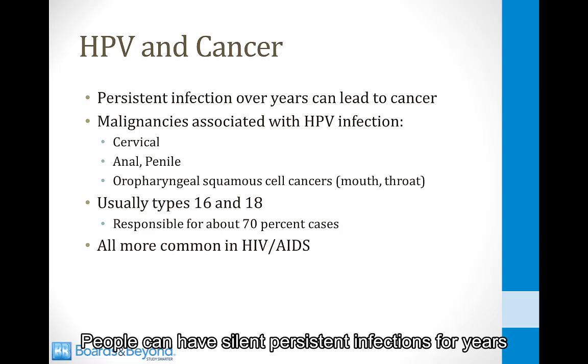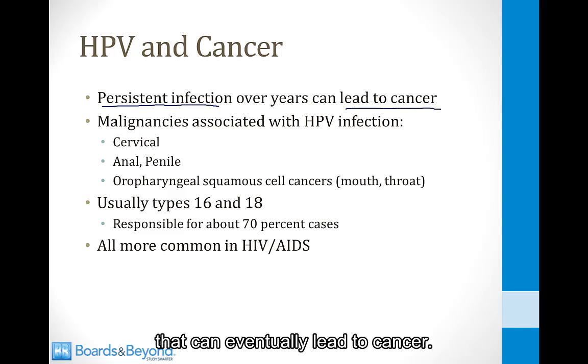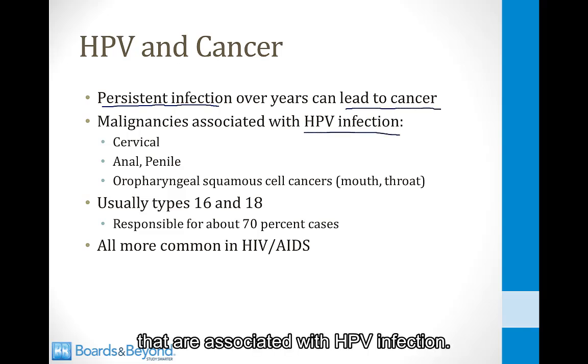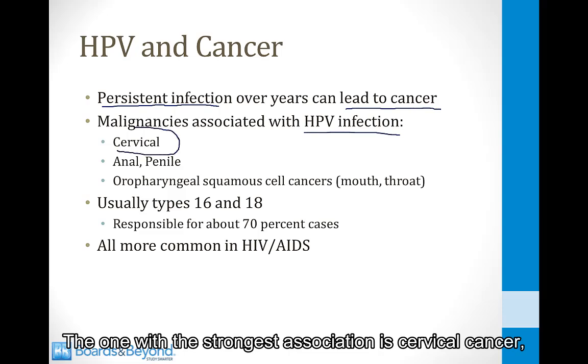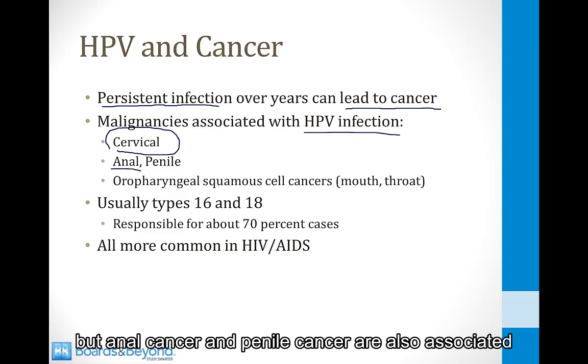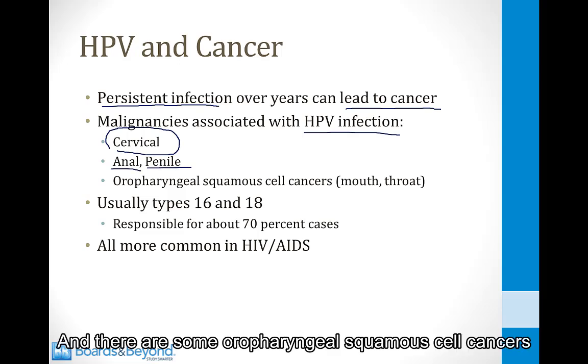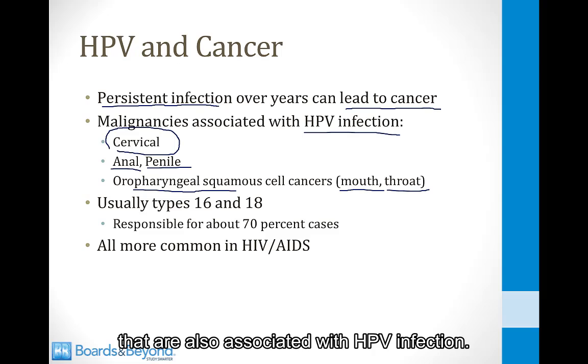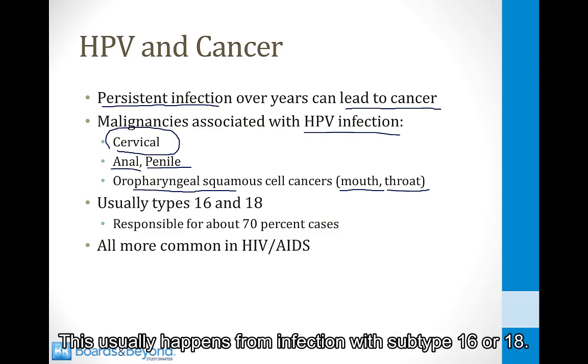People can have silent, persistent infections for years that can eventually lead to cancer, and there are several malignancies that are associated with HPV infection. The one with the strongest association is cervical cancer, but anal cancer and penile cancer are also associated with HPV infection, and there are some oropharyngeal squamous cell cancers like of the mouth and throat that are also associated with HPV infection. This usually happens from infection with subtypes 16 or 18.